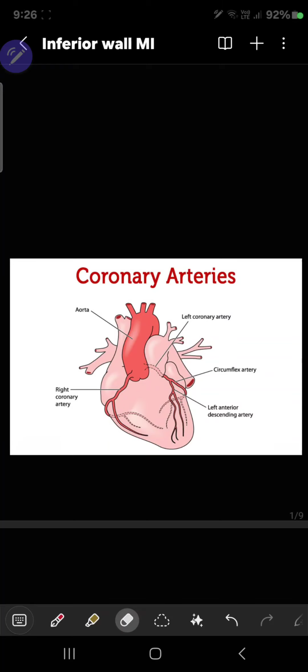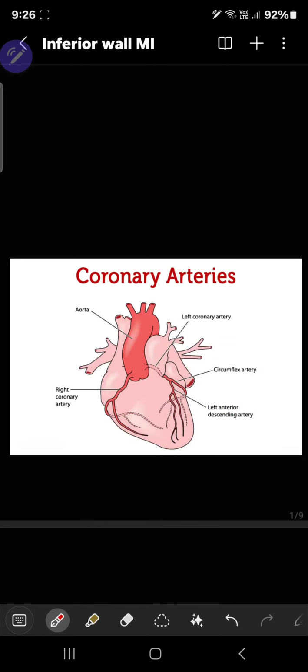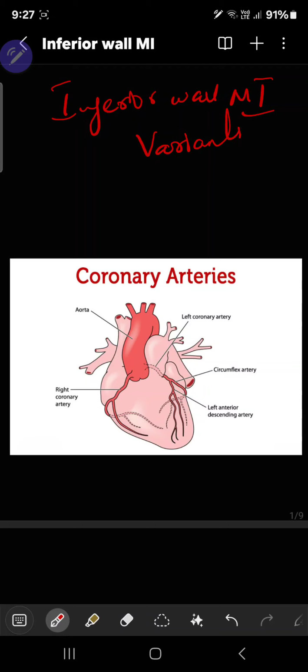Today we will discuss inferior wall MI and its variants. Before that, I'll discuss the coronary arteries.